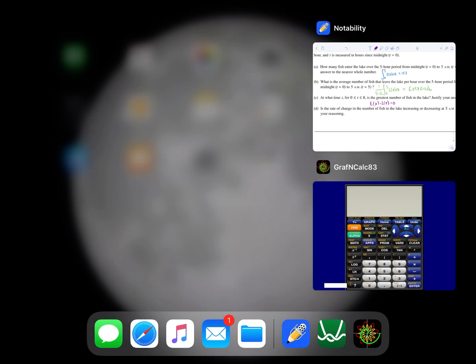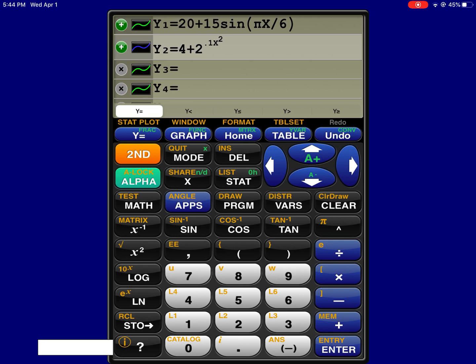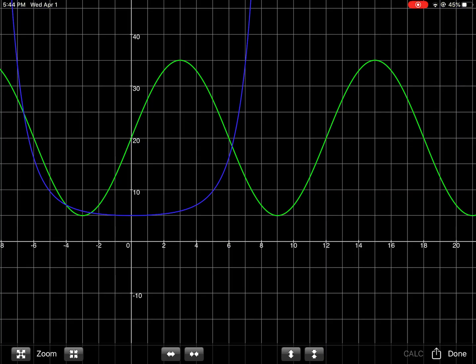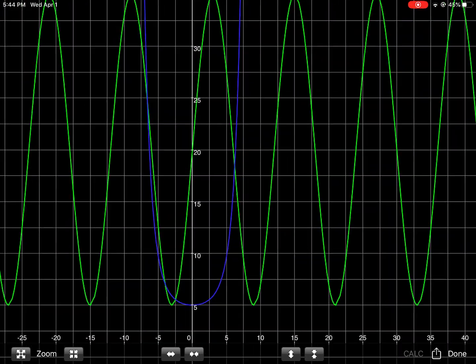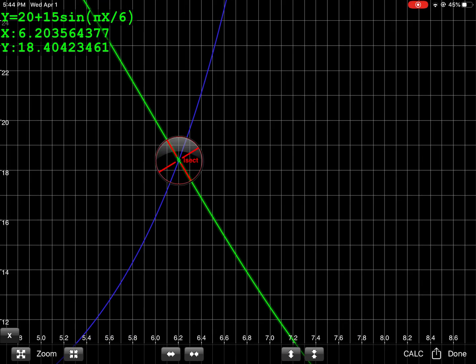Show you a little calculator trick here too. So this isn't exactly like your guys' calculators, but it's pretty close. So in y equals, I've already typed for y1 our function for E, and y2 our function for L. And then if we graph that, okay, so the green graph is our E function. So what we're looking at is starting at the y-axis, the green graph is greater than the blue graph all the way until this intersection point.